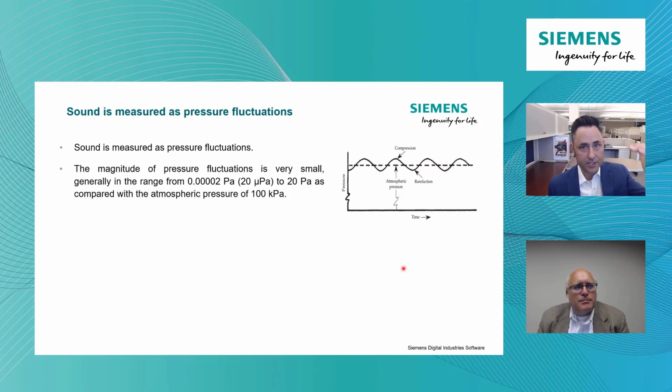And the pressure fluctuations that we're talking about in sound are typically very, very small, especially compared with atmospheric pressure. Often we're dealing with pressure fluctuations on the order of 20 micropascals, or 0.00002 pascals, all the way up to 20 pascals. That's like the human dynamic range in terms of amplitude. Compare that with the atmospheric pressure, which is 100 kilopascals. And so we're talking about very, very small fluctuations on top of a very large static pressure, okay?